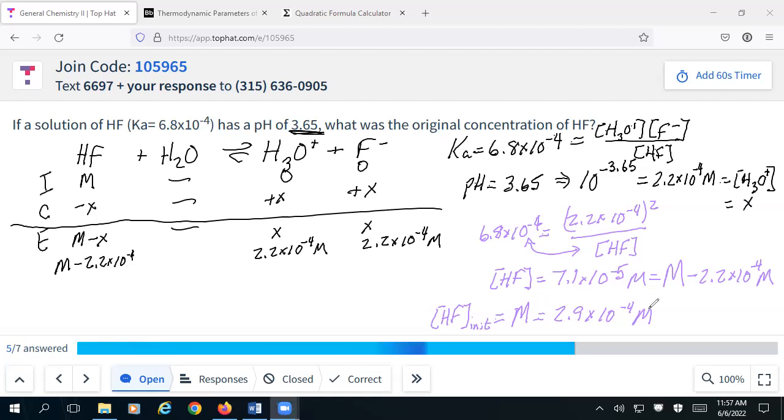Any questions about this example before we take a quick look at bases and wrap it up for the day?